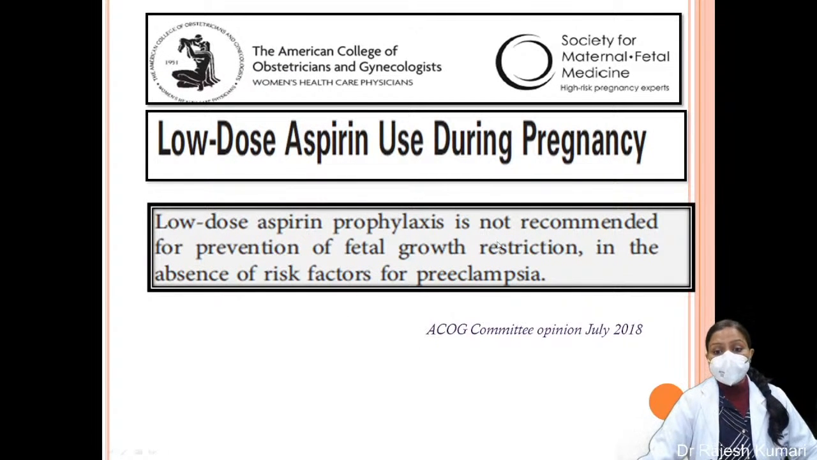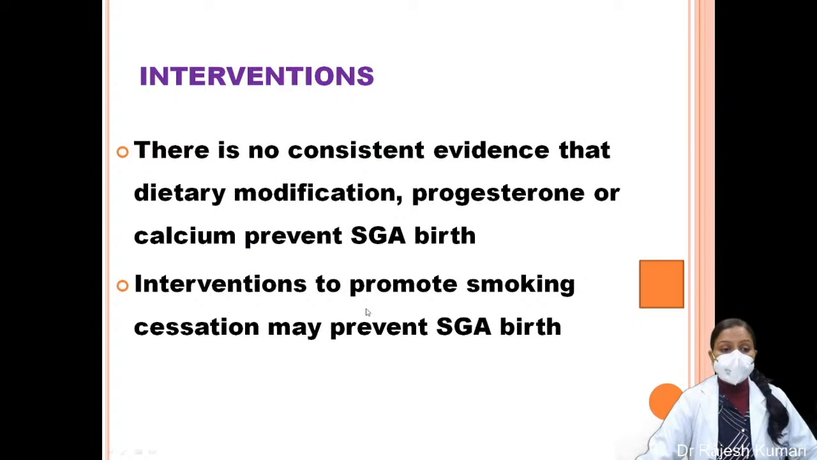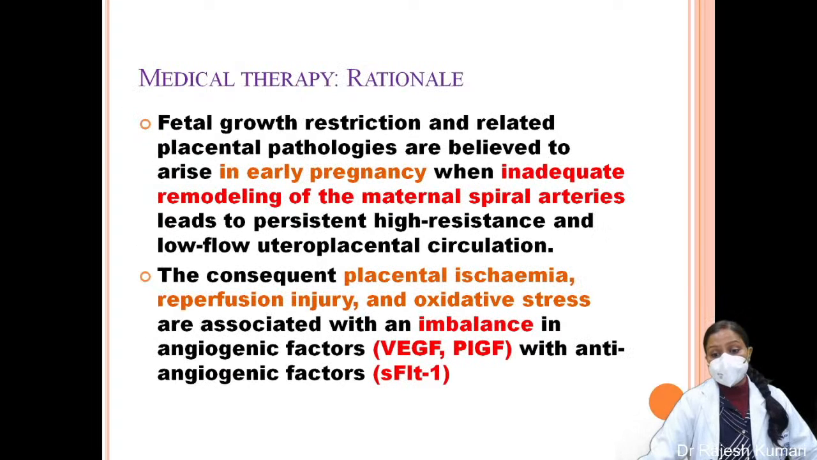Low-dose aspirin prophylaxis is not recommended for prevention of fetal growth restriction in the absence of risk factors for preeclampsia. This is by the ACOG committee opinion in July 2018. As for interventions, there is no consistent evidence that dietary modification, progesterone or calcium prevent SGA birth. Interventions to promote smoking cessation may prevent SGA birth.